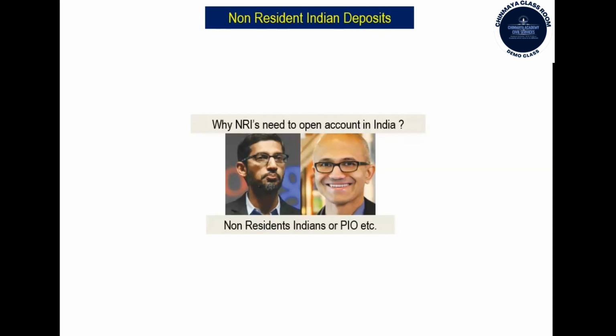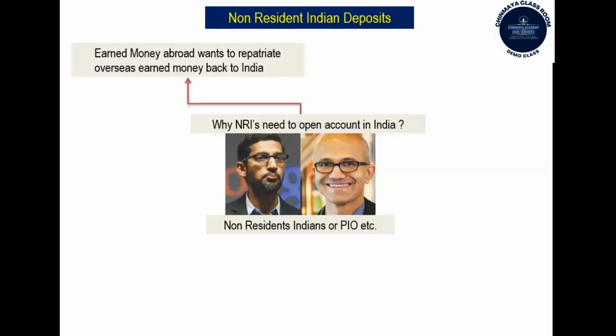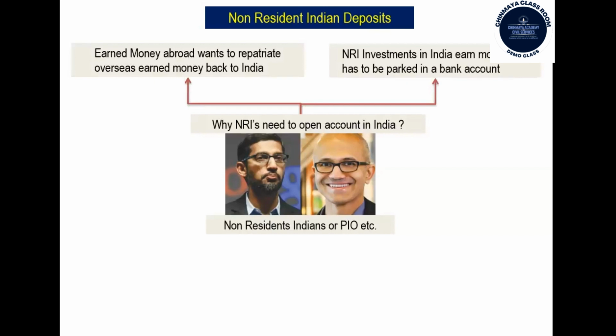Another reason why they want a bank account in India is they might have invested in India. That investment would have generated some profits. They want to park that money in the bank. That money is called what? Money generated here. So these are the two reasons. But why do we need to differentiate these two factors? They earned money abroad and want to repatriate overseas earned money back to India. Another factor is NRIs have invested money in India, and that investment will have generated some earnings. They have to park that money in India. Both the money cannot be put in the same account.